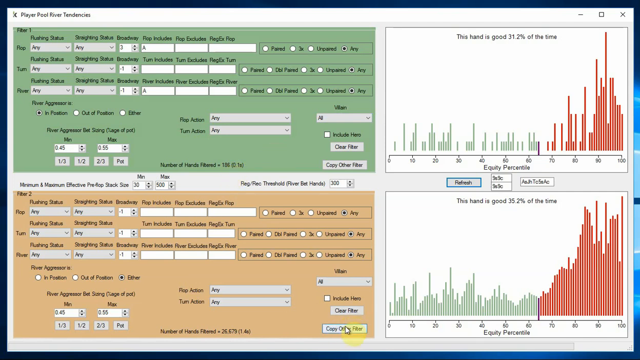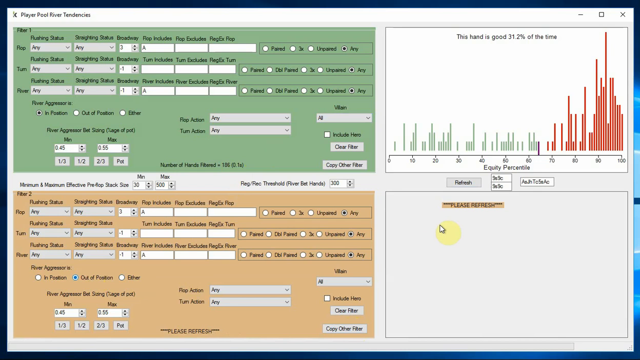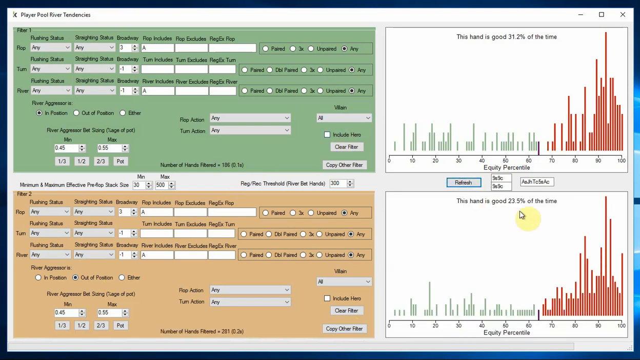If we copy the filter from the other side, and compare it with out of position, you can see when the player who bet the river was out of position, the hand is good only 23.5% of the time. But when the player who bet the river is in position, the hand is good 31.2% of the time. So under these circumstances, this analysis would suggest to me that it is profitable to call with my bluff catching pocket nines on a half pot bet on this kind of run out.